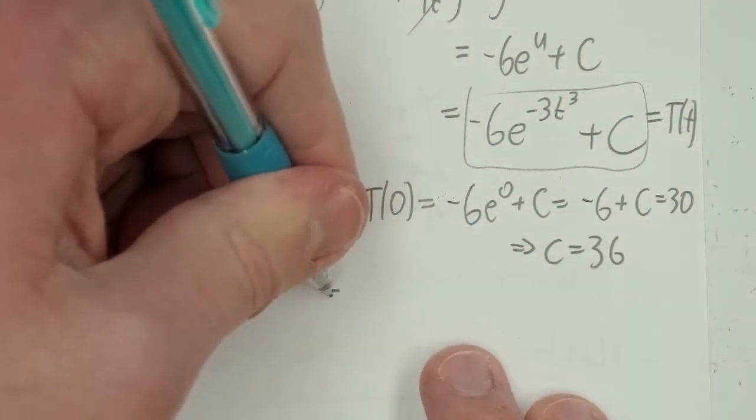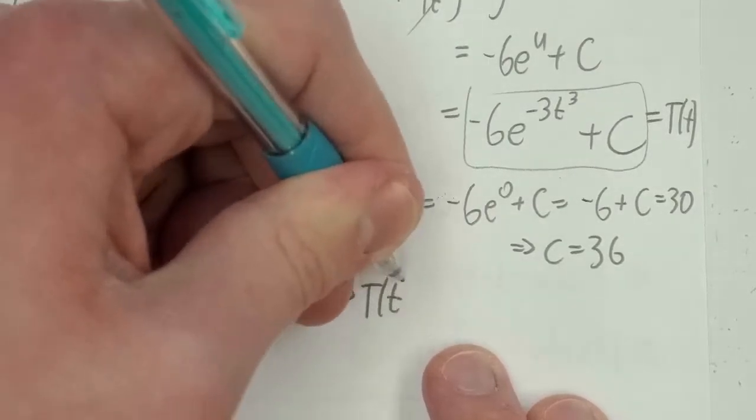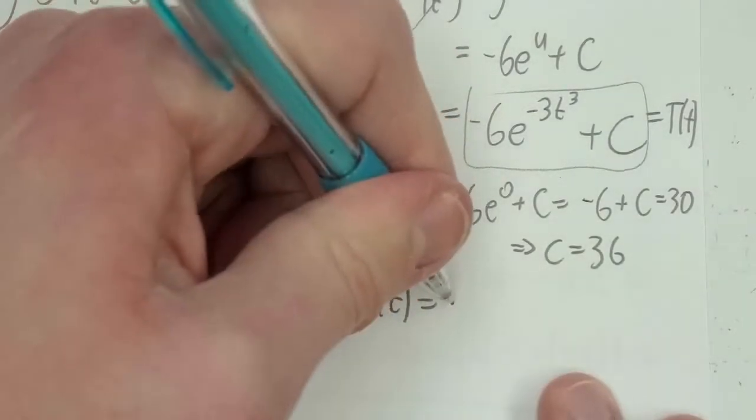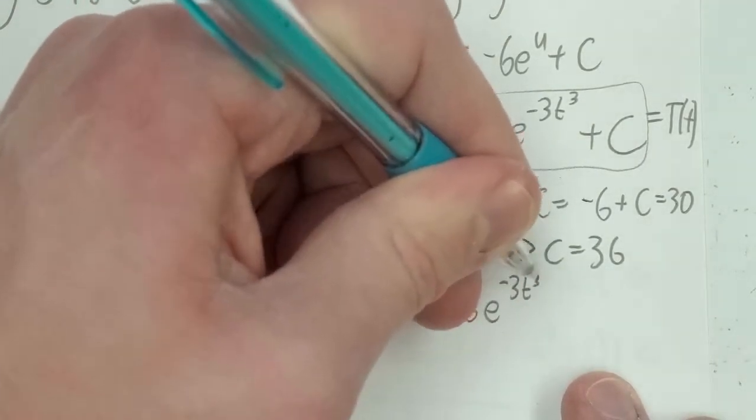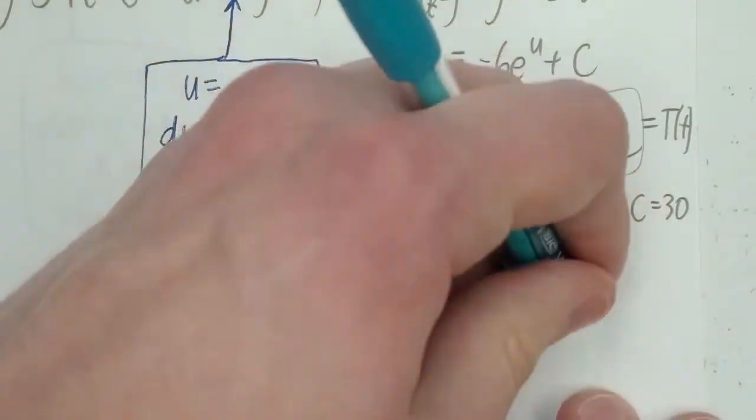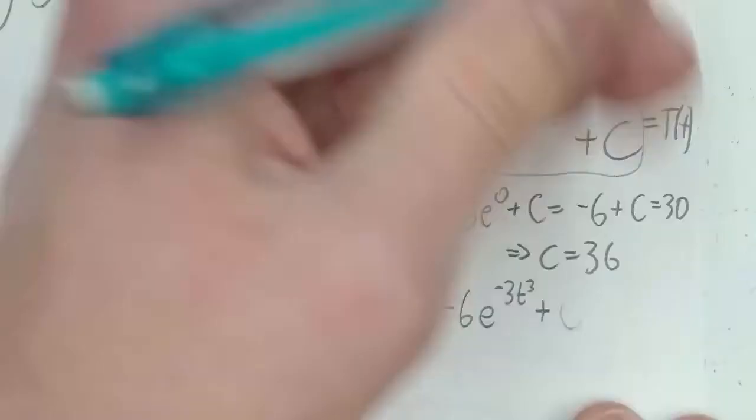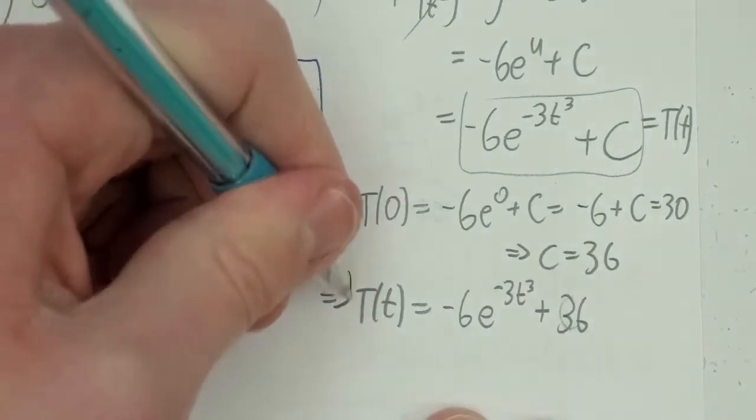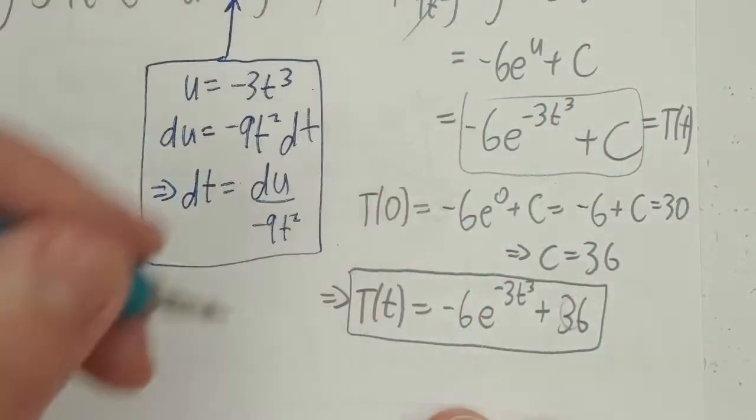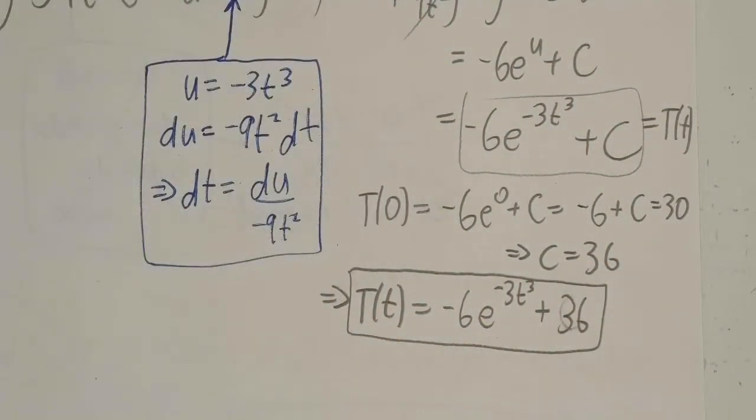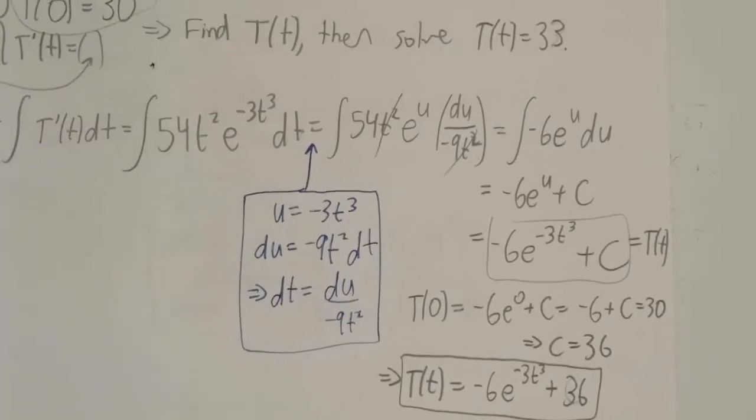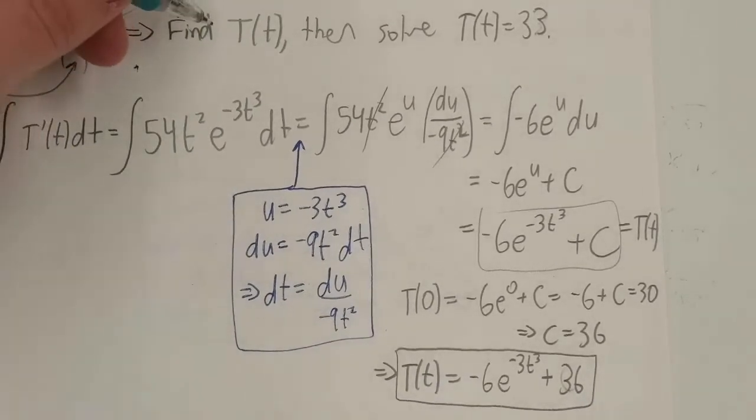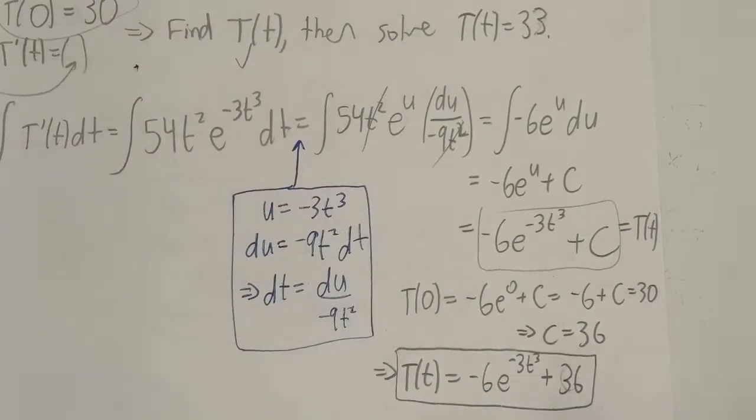And then the particular solution, and thus the temperature function we need, is -6 e to the -3t cubed plus c. Oh, sorry, not plus c, but that's equal to 36. Alright, cool. So that's the particular solution. Now, as we just discussed, we figured out big T of little t, okay, done.